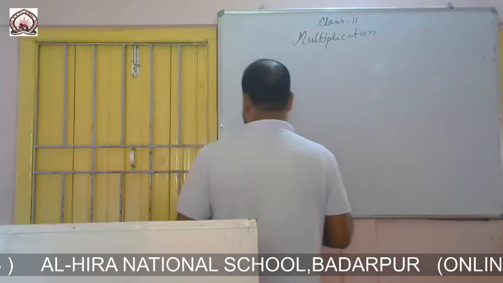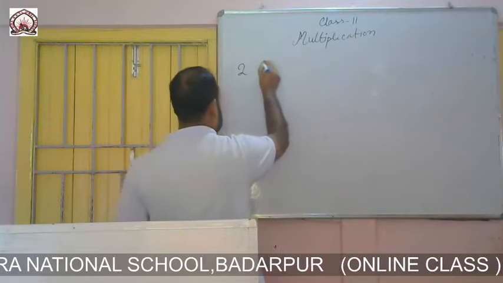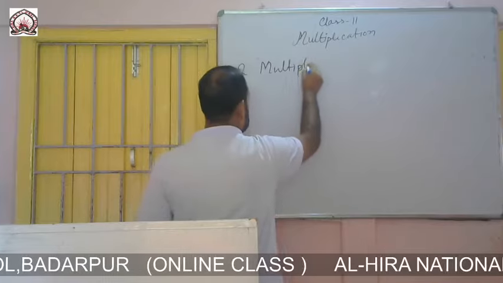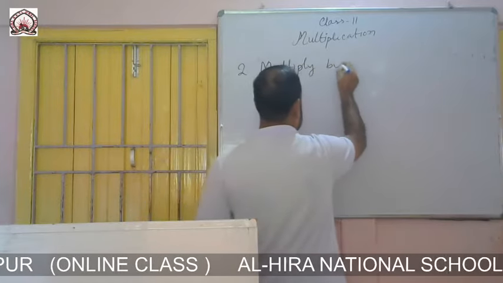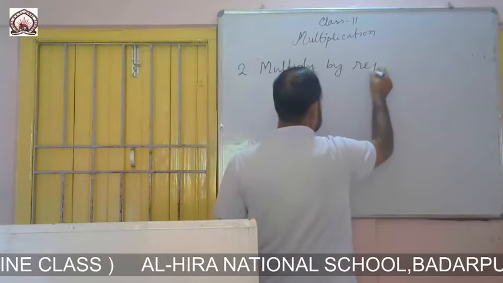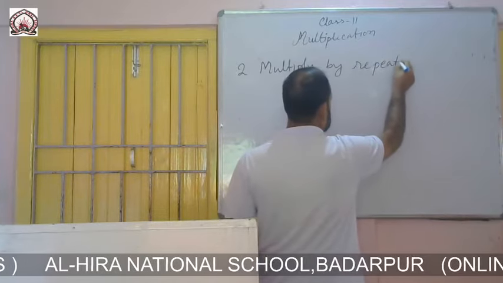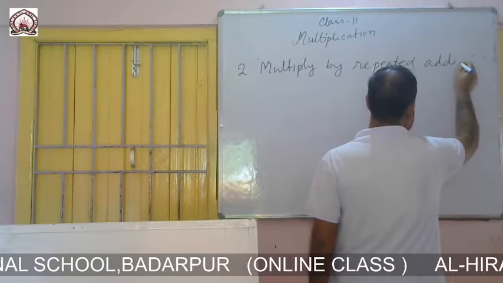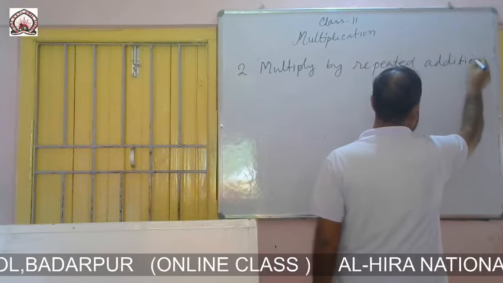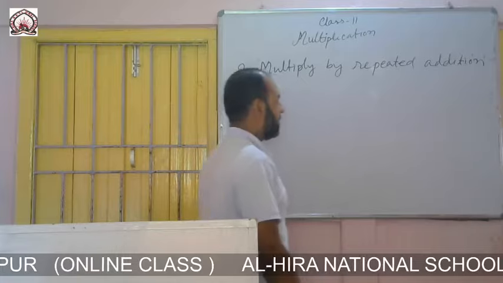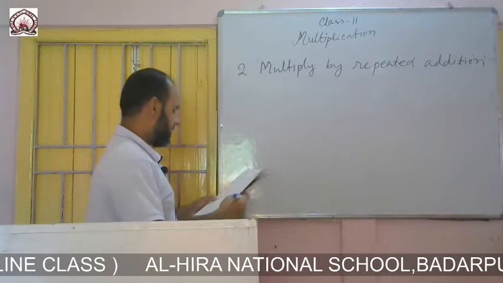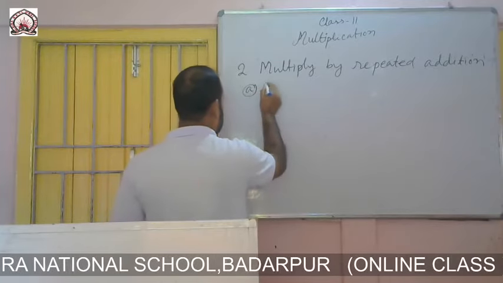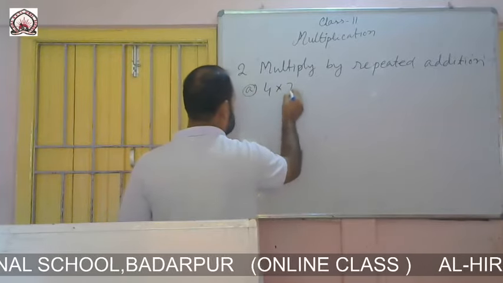Multiply by repeated addition. Question number A, 4 into 7 equal to dash.